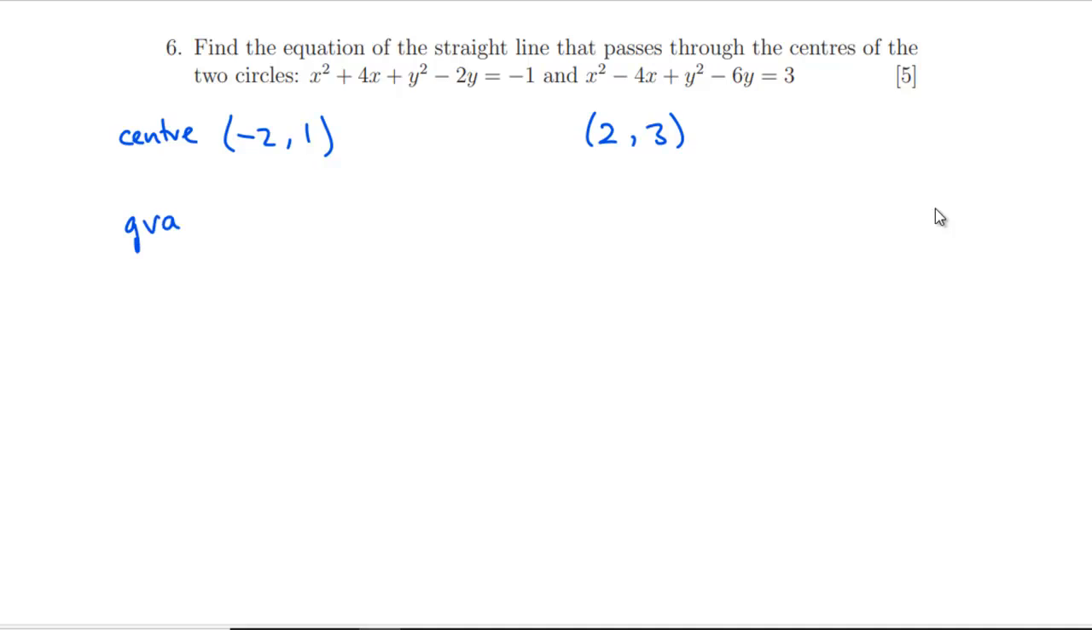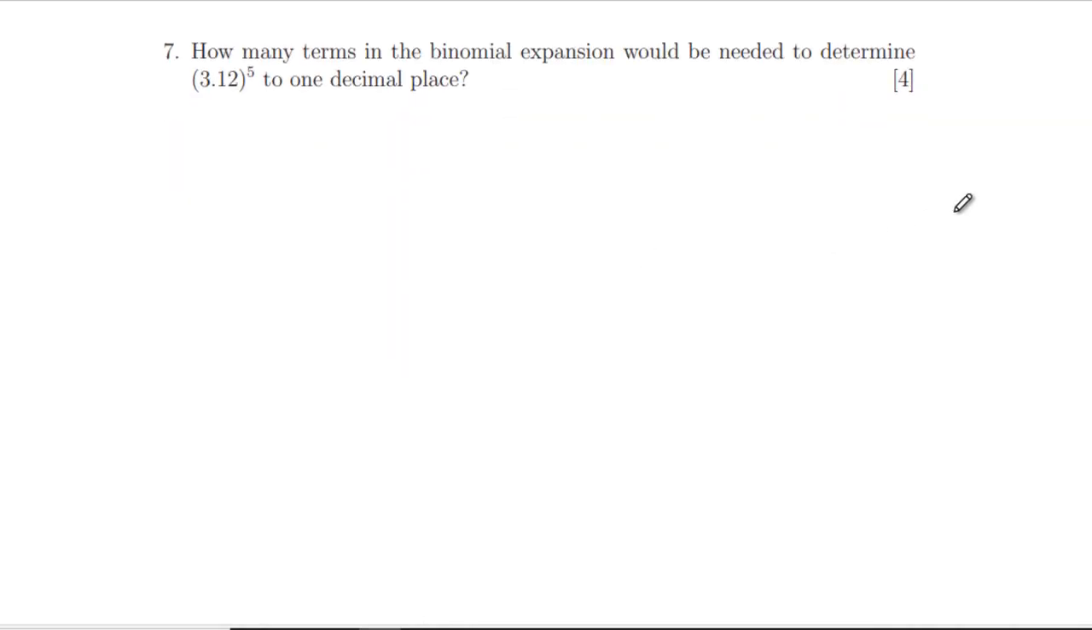So the gradient is going to be equal to the change in y. So 2 we've gone up, divided by the change in x. 4 we've gone up. So the gradient is equal to a half. So we've got y, just has to go through either one of these points. So let's say it goes through this one. Y minus 1 equals a half of x plus 2. There you go. That was ridiculously quick, 5 marks. So yeah, insanely straightforward.